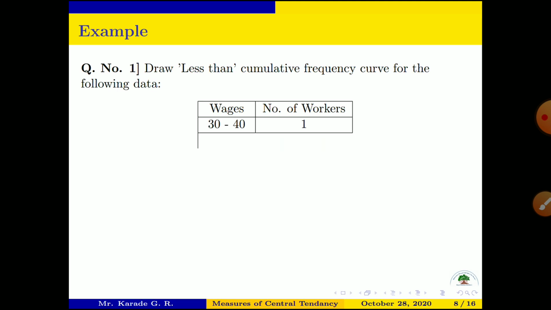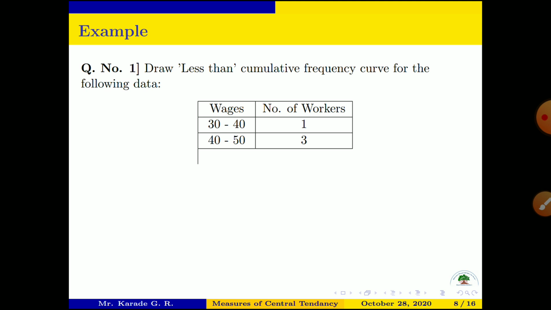Now data is given to you, wages are given and the number of workers are given. So in the range of wages 30 to 40 there is only one worker. Wages means wages in rupees. Wages means say, salary. Between 30 and 40, how many people are there? There is one. Okay.